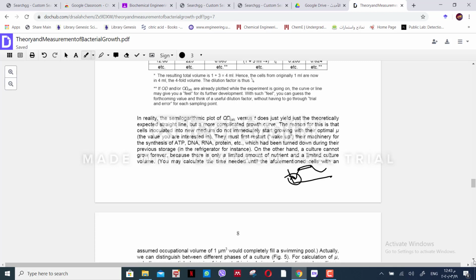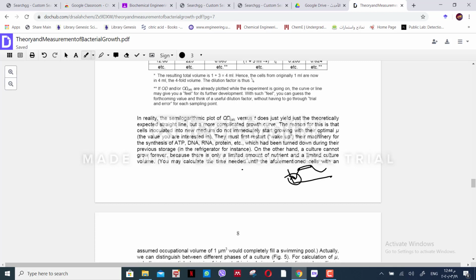This is the no-growth area, and the reason is that cells inoculated into new medium do not immediately start growing. They must pass a lag phase, then start to grow with their optimal mu, the value you are interested in. They must first restart, wake up or adapt to the new environment, then start to grow. Their machinery for the synthesis of adenosine triphosphate, DNA, RNA or proteins had been turned down during their previous storage in the refrigerator, for instance.